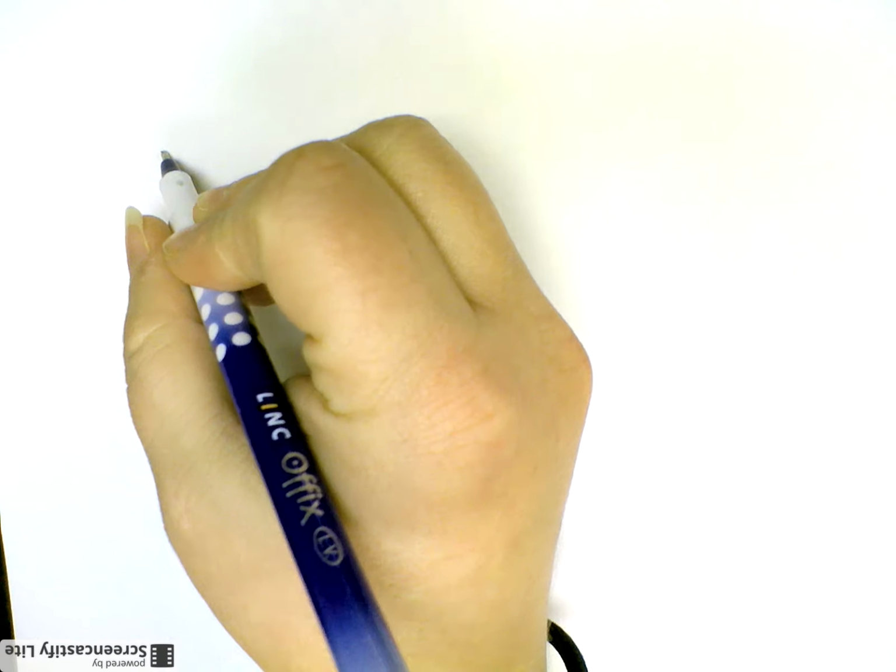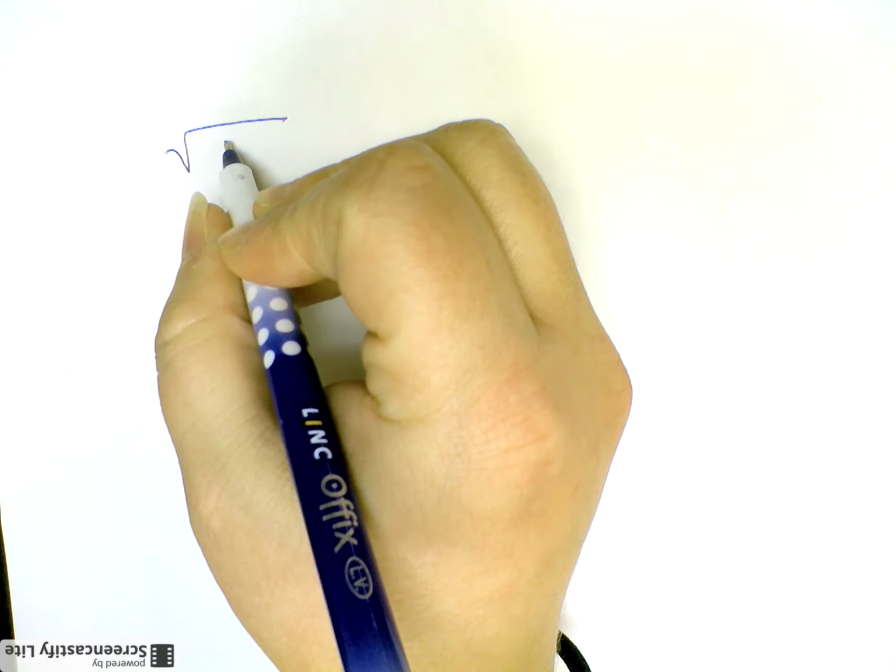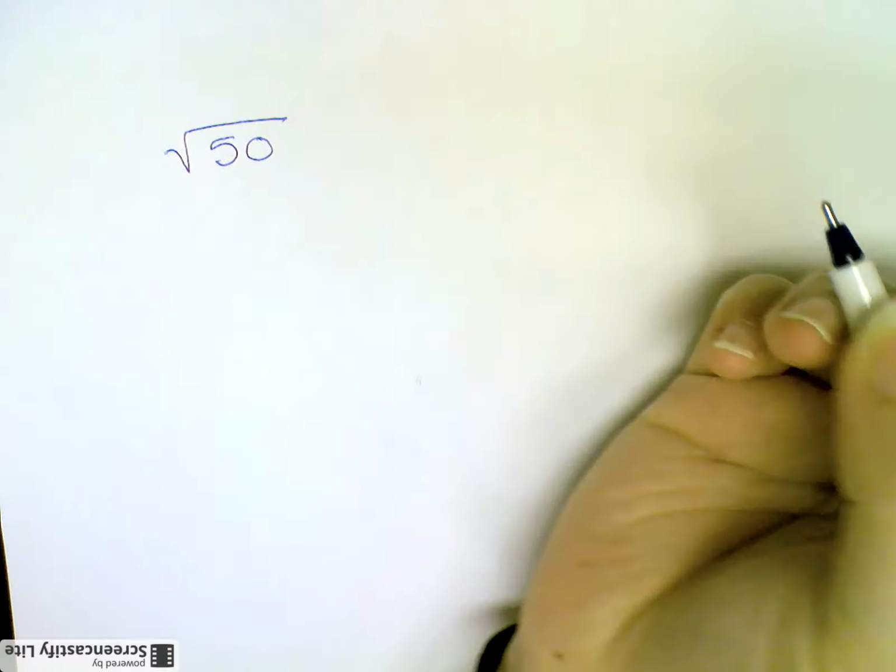Hi, we're going to look today at how to simplify a square root. A square root looks like this. Let's look at the square root of 50.